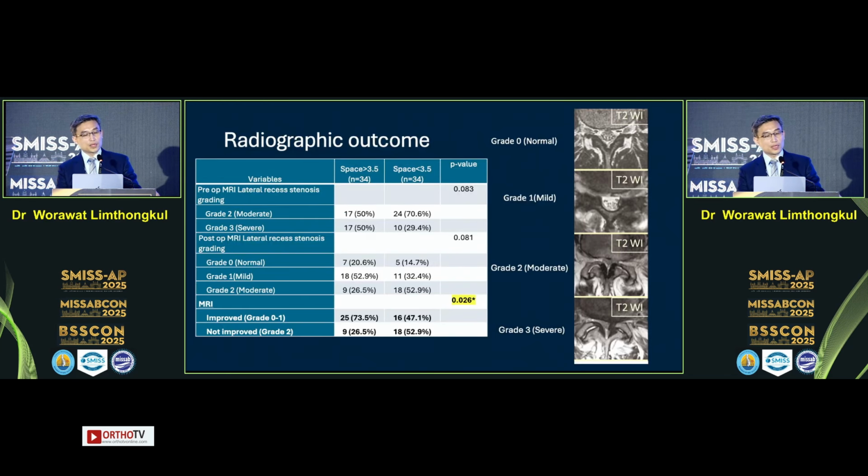In the radiographic outcome, MRI shows a significant difference in the improvement of the lateral recess stenosis between both groups. We found that if we keep a space of more than 3.5 millimeters, the improvement on MRI is significantly better.